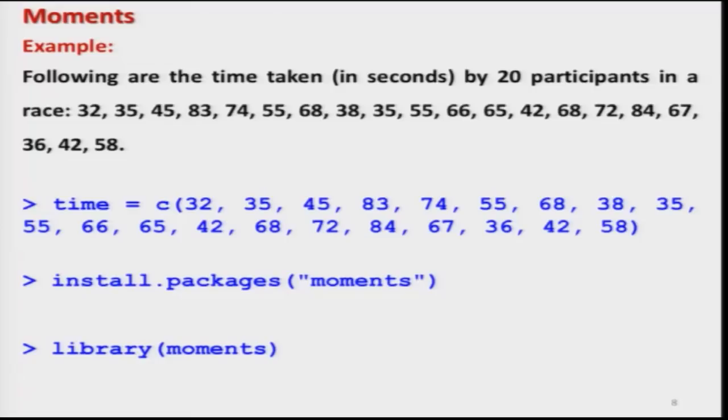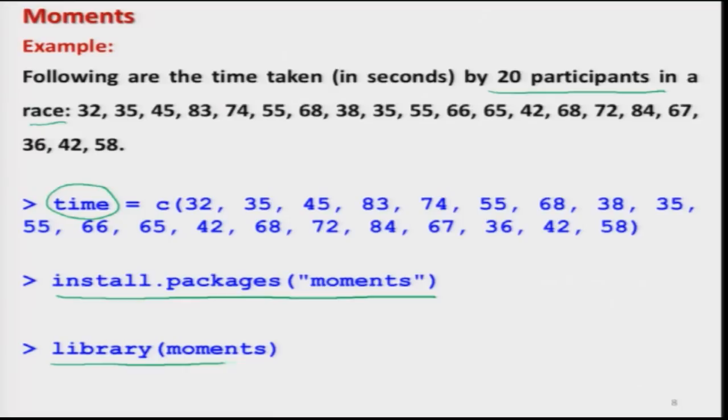So, I am taking again the same example that we have used a couple of times in the earlier lectures: we have data of 20 participants in a race, and this data has been stored in a variable here, time. Now, I would like to compute different types of moments for this data. As I said, first we need to use the command install.packages to install the package moments, and then I have to load this package by using the command library(moments).